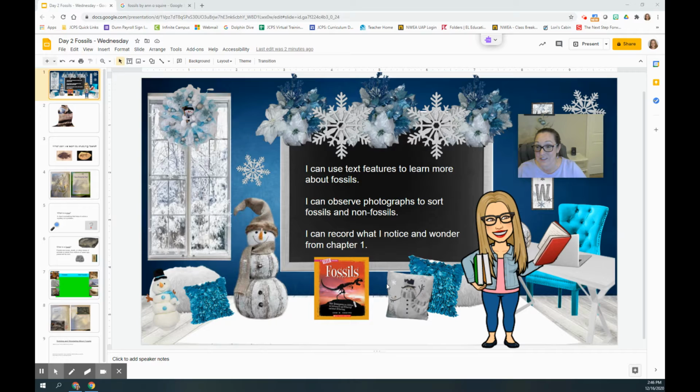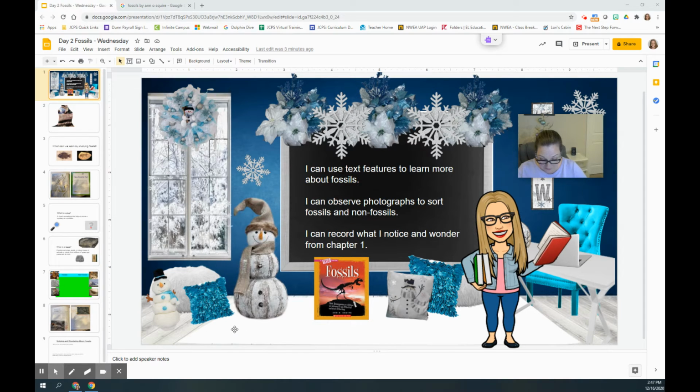Today, we are going to use text features to learn more about fossils. We're going to observe photographs to sort fossils and non-fossils. And we're going to record what we noticed and wonder from chapter 1. Yes, I know you listened yesterday to me read chapter 1 for the first read. Today we're going to do some close reading of a couple of the pages, and then I'm going to have you listen again as you fill out a sheet.